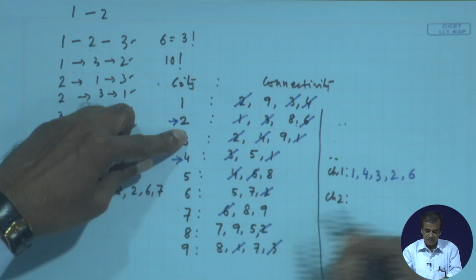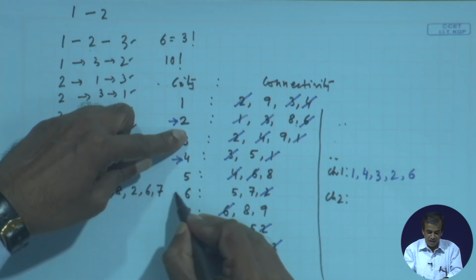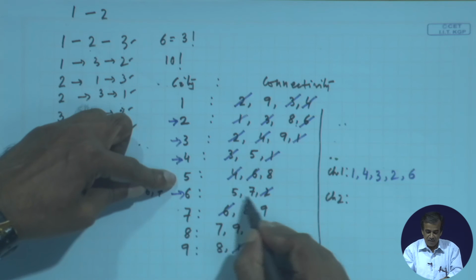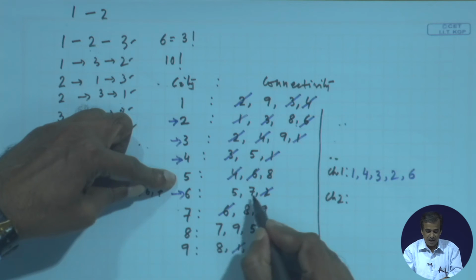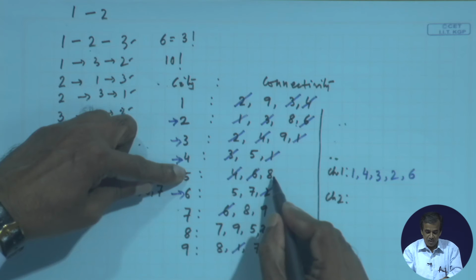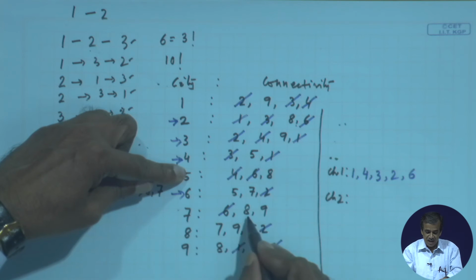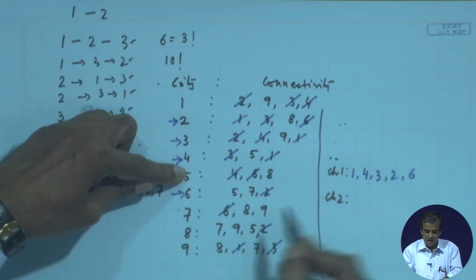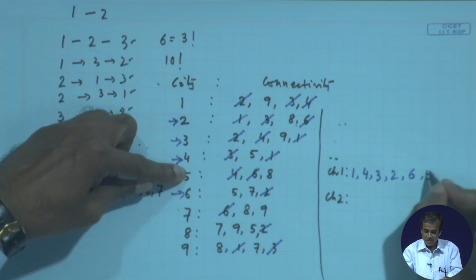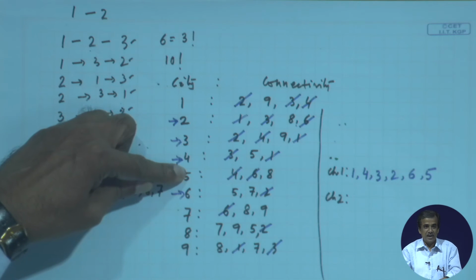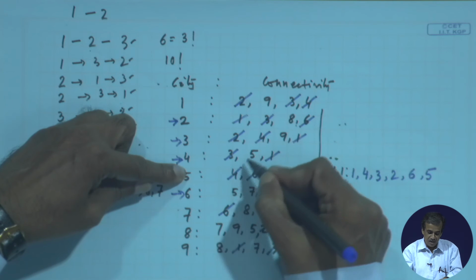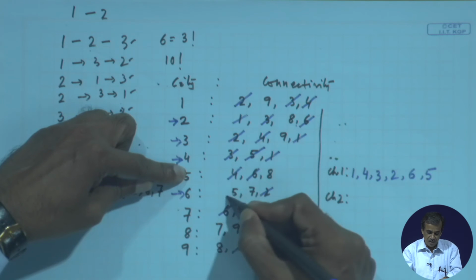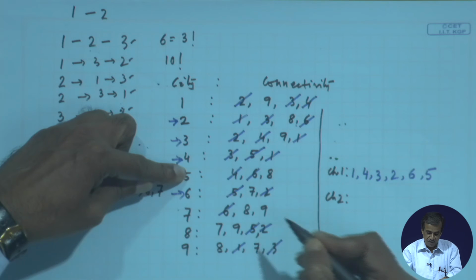Okay. Now you see the connectivity of 6. 6 is connected to 5 and 7. Now 5 is connected to only one city, 7 is connected to 2 cities. So you select 5. So 5 is selected. So remove 5 from here.